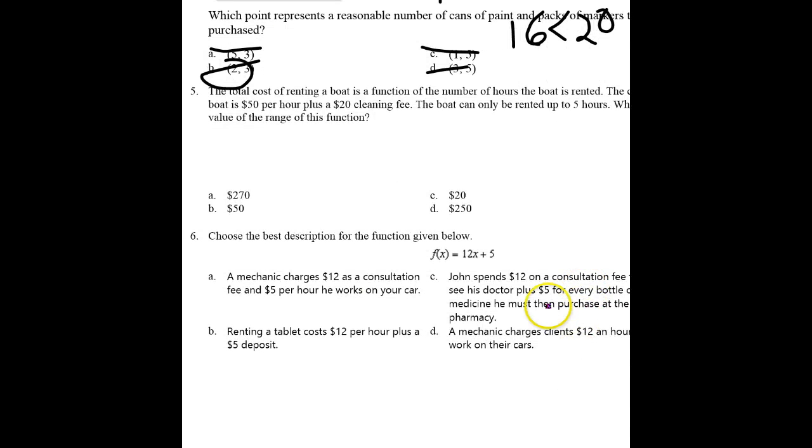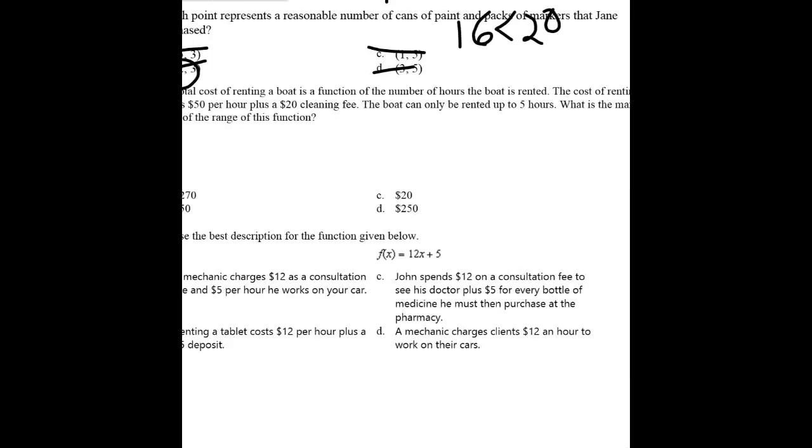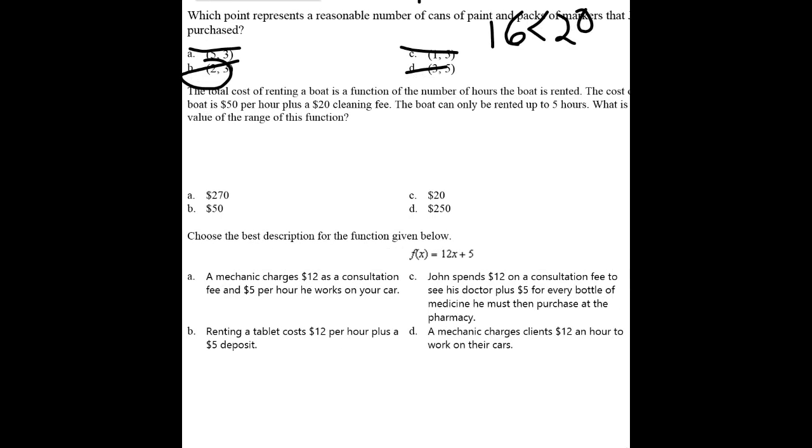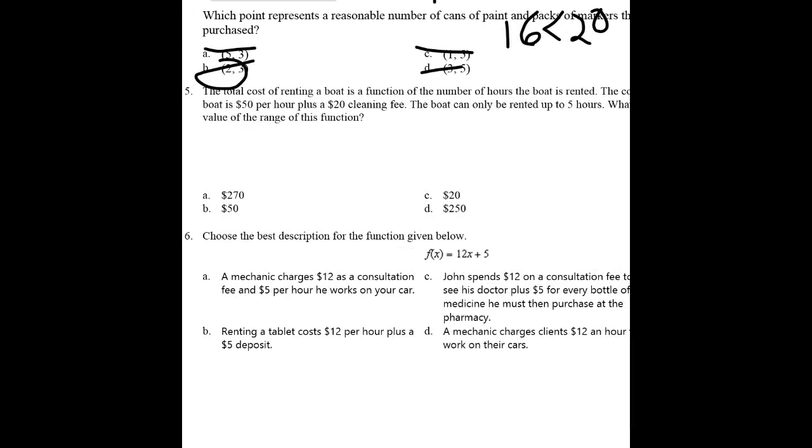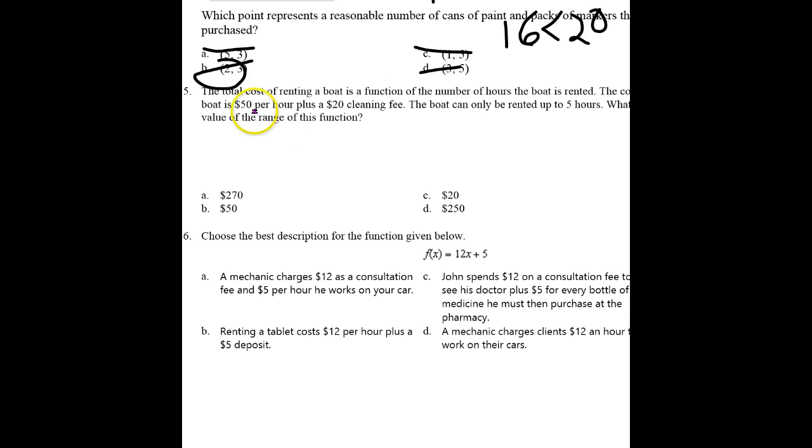Number 5. The total cost of renting a boat is a function of the number of hours the boat is rented. The cost of renting the boat is $50 per hour plus a $20 cleaning fee. The boat can only be rented up to 5 hours. What is the maximum value of the range of this function?